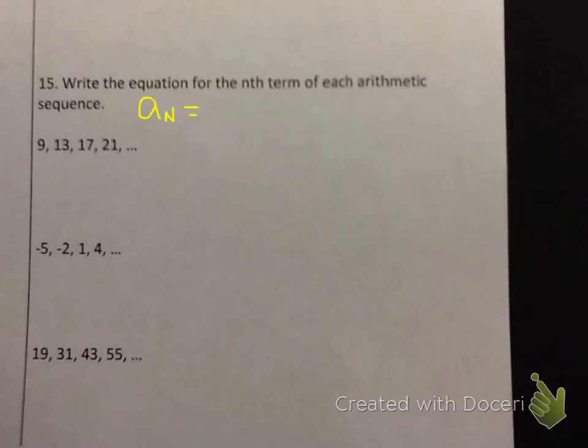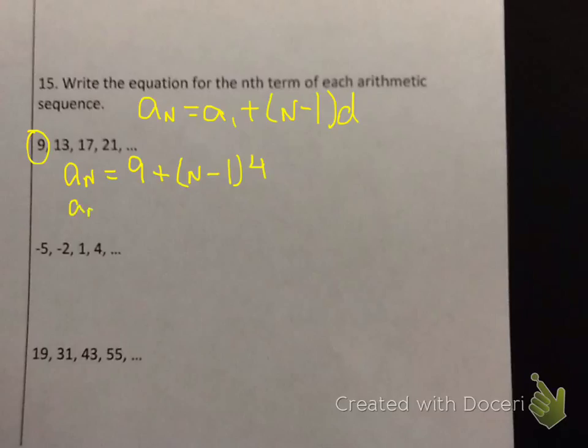Okay, last thing. a sub n is equal to a1 plus n minus 1 times d. So the idea here is we're going to put in the first number and the difference. So we start off like this. The first number is 9, so I'm going to put a 9 there. It's going up by 4, so I'm going to put a 4 there. Distribute, and then you can add or subtract. So 4n minus 4. And what's 9 minus 4? 9 minus 4 is 5. So my answer there is 5 plus 4n.